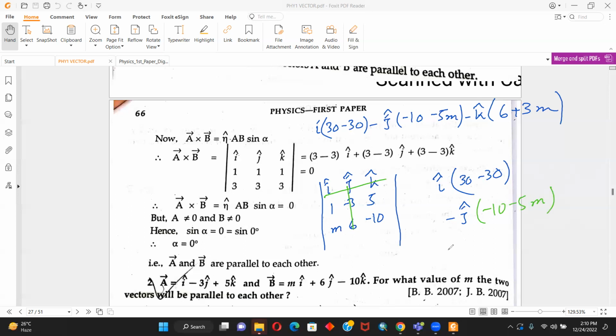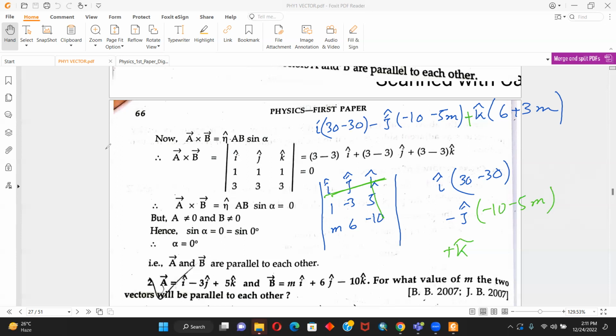And then for k, why is it minus k? It will be plus k. How would it be plus k? I cannot give you the answer to that. Just remember that for i there would be a plus, for j it will be a minus, and for k it will be a plus.